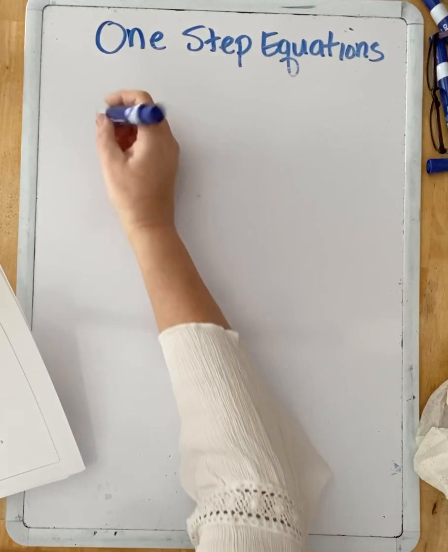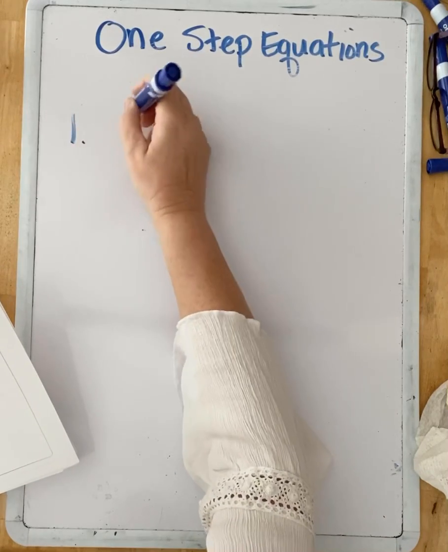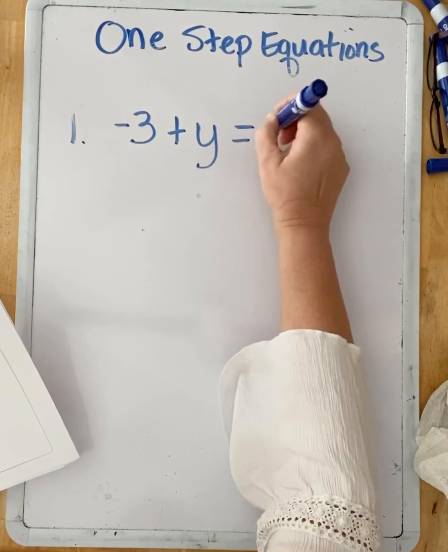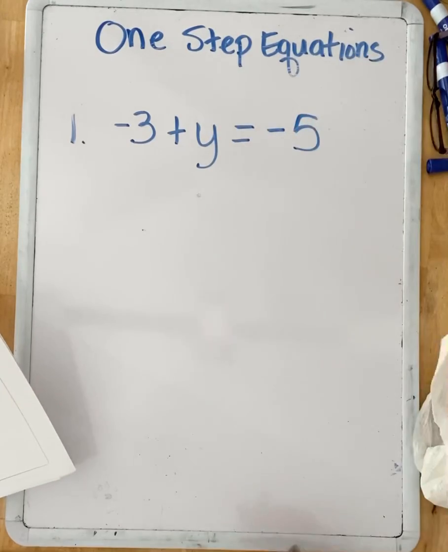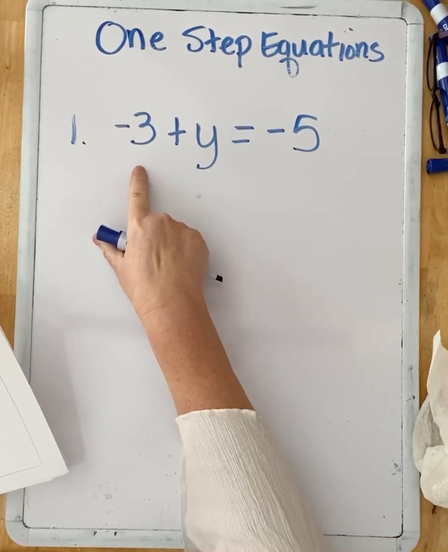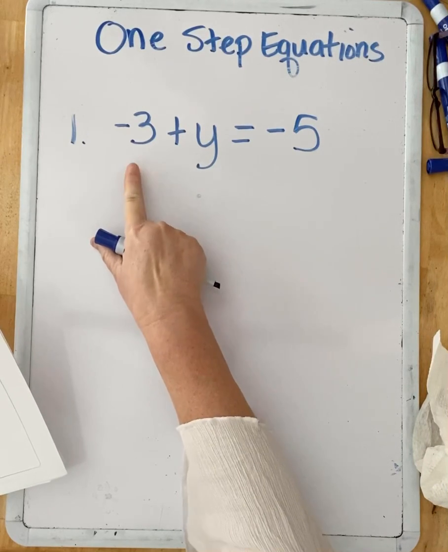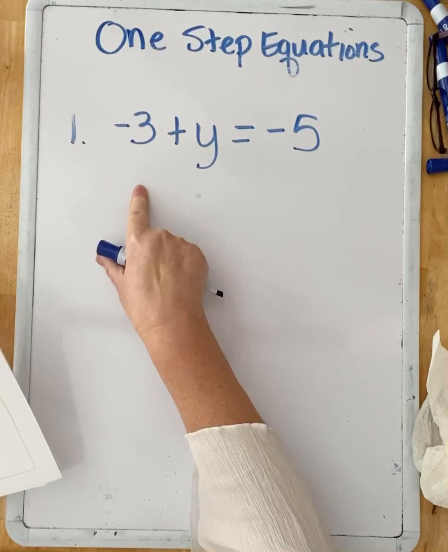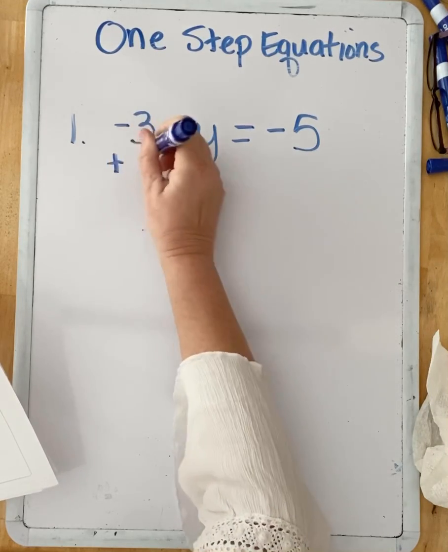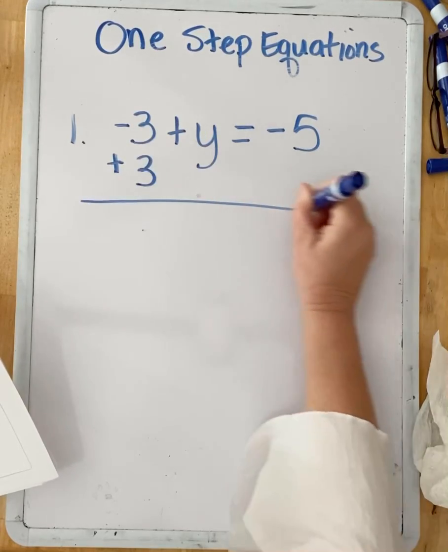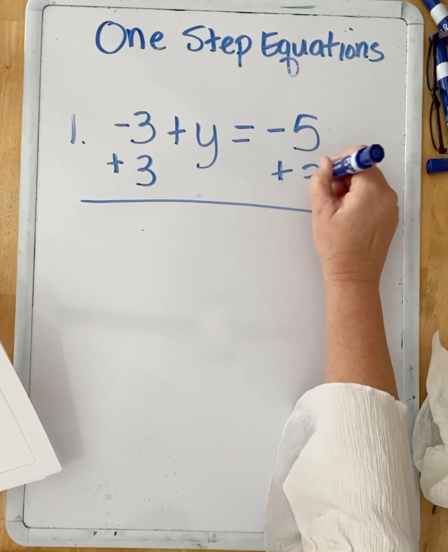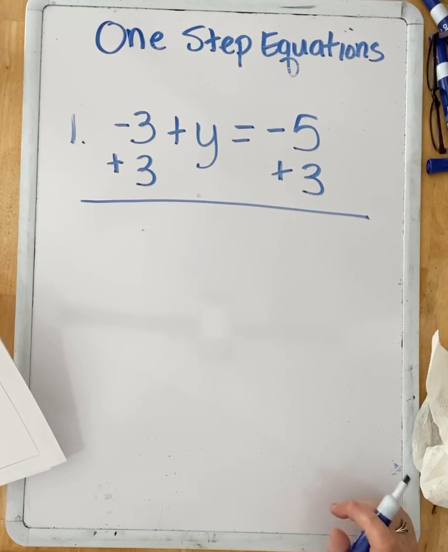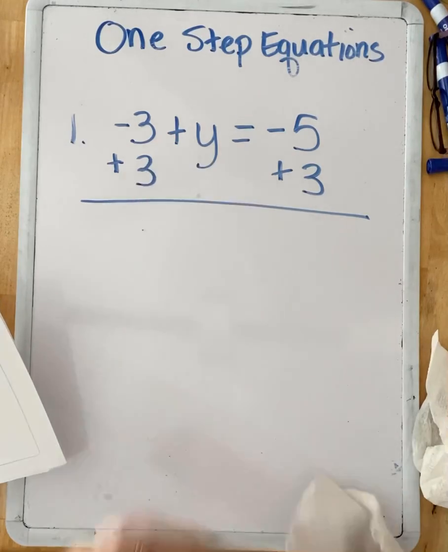All right, so my number one on this one is -3 plus y equals -5. So here I have a -3. This means that I need to use a +3 to get to 0. I'm always looking to get to that identity property of either addition or multiplication, either one. In this case, it's addition.